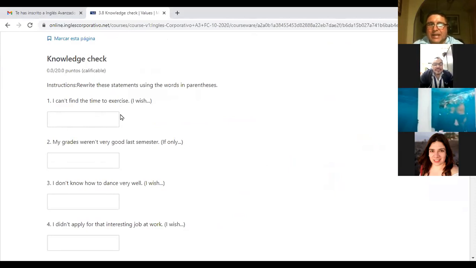What about number two? My grades weren't very good last semester. You have to use the past perfect form. If only my grades had been good. Had, right, because in this case the person is showing regret. My grades weren't very good last semester, so how does the person regret? If only my grades had been good.